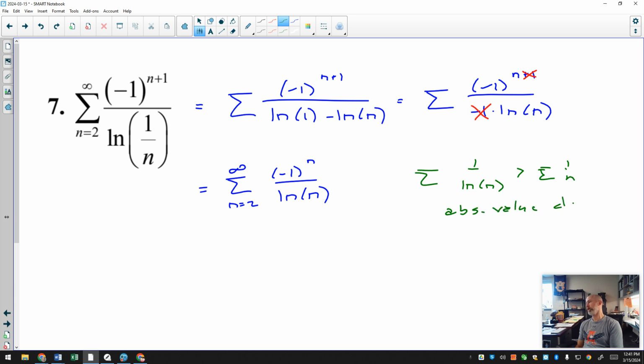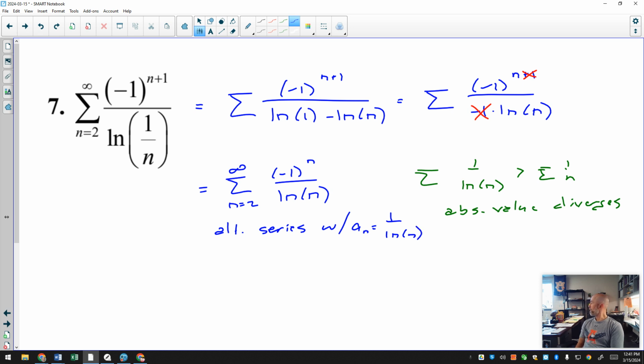You can make a little note that the absolute value diverges. Well, what kind of series is this? Negative 1 to the n. That's an alternating series, with the non-alternating part of the series being just 1 over the natural log of n.